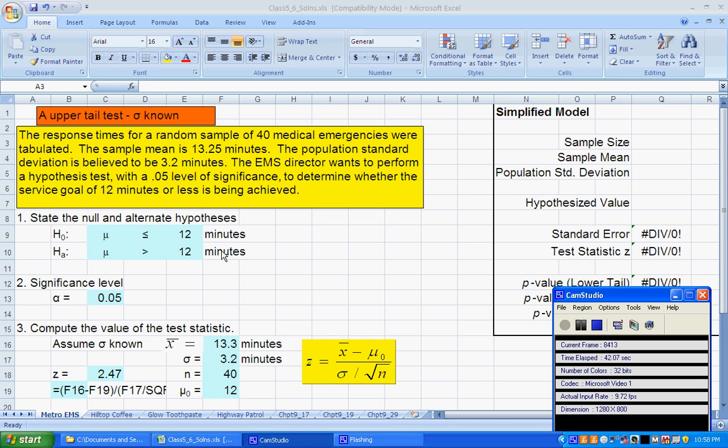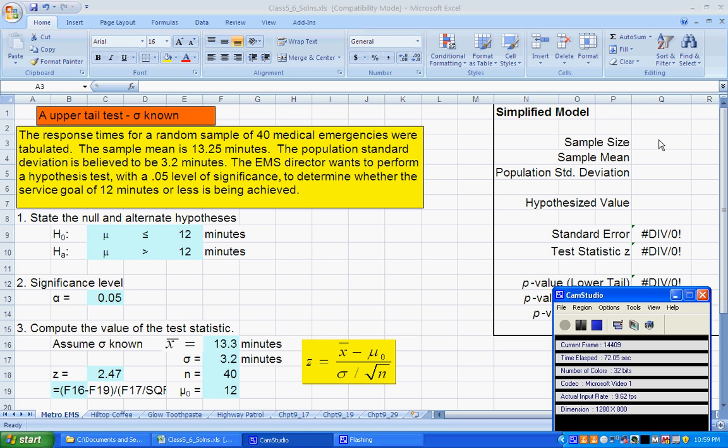In this case, what we're trying to do is determine whether or not a service goal of 12 minutes or less is being achieved. That's the status quo. That's what goes in the null hypothesis. We're seeing that this wants to be performed at a 5% level of significance. The rest of the information has been gathered here, including our sample mean, the known sigma, the sample size, and the hypothesized value of 12 minutes.